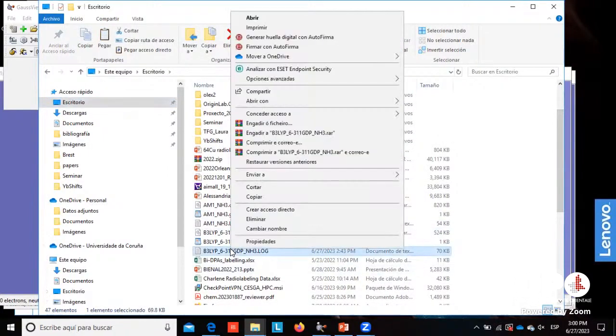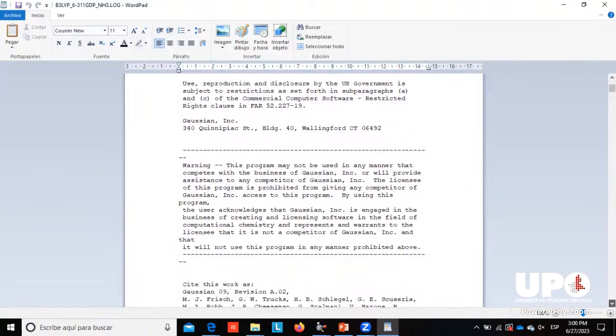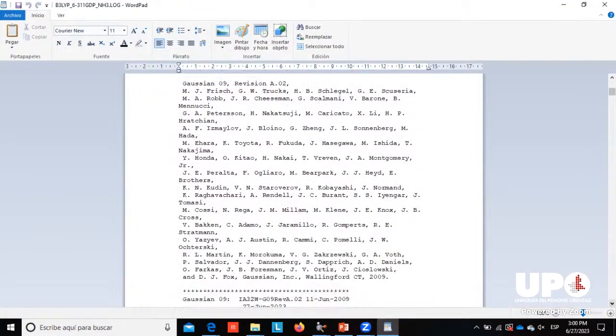So I can open this one. For instance, this is just a text file. So I generally open them with WordPad. And there you have a lot of information, actually. You are generally interested in a part of the output file. So things about the copyright, the authors of the program. I don't know if probably in this version it is still not Cosi, right? But in the newer versions, he is.